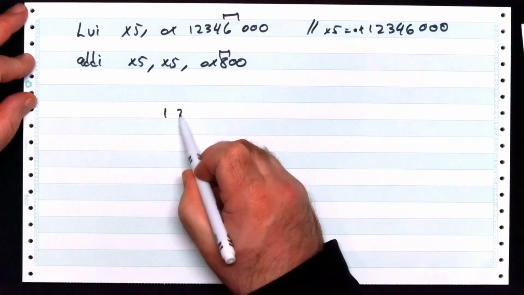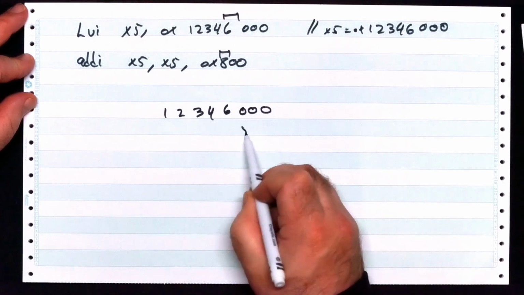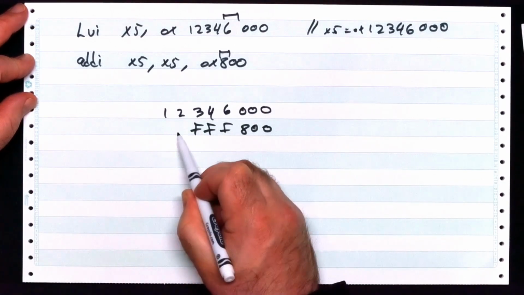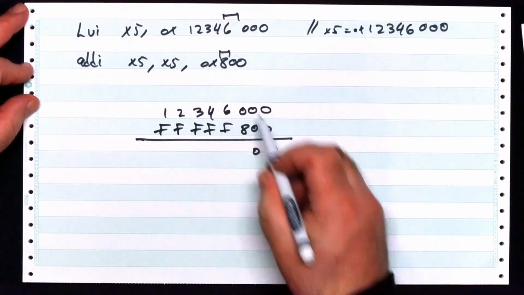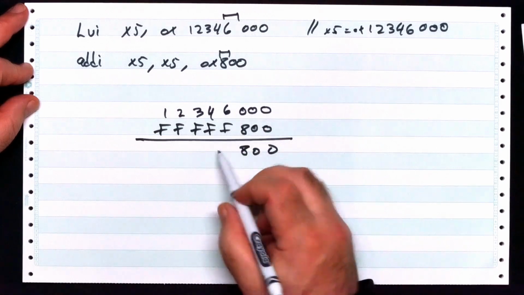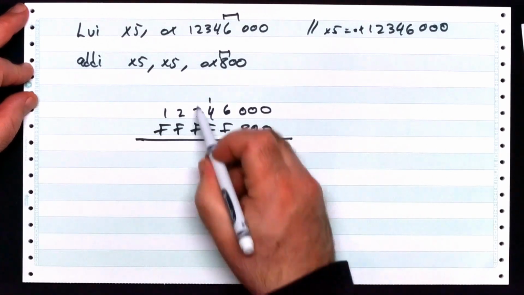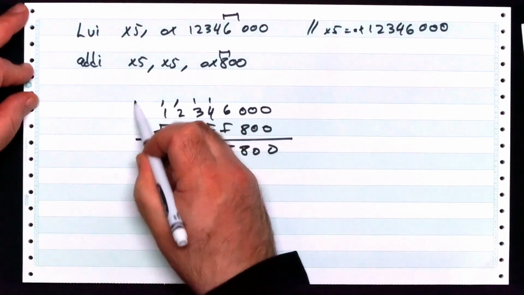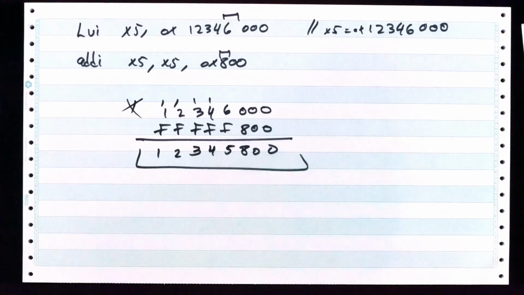So what do we get? We get 1, 2, 3, 4, 6, 0, 0, 0. We have our 800 here. We sign extend that one. What do we get? 0 plus 0, 0 plus 0, 0 plus 8 is 8, 6 plus F is 5 with a carry, 4 plus 1 is 5 plus F is 4 with a carry, that's 3 with a carry, 2 with a carry, 1 with a carry that's discarded, and now we have the value that we've been looking for.